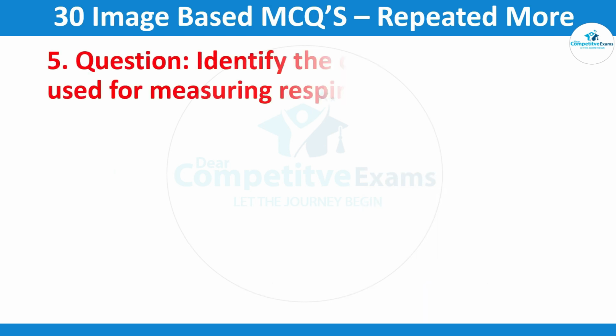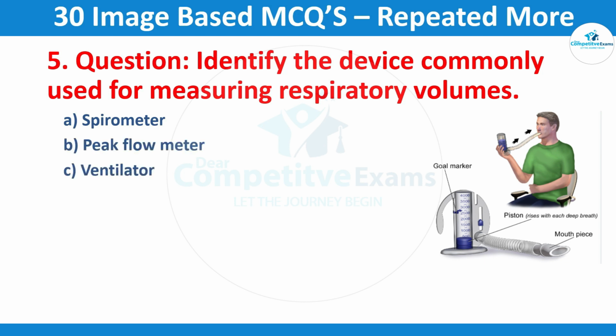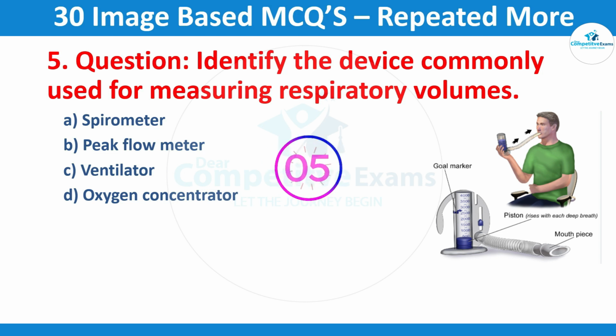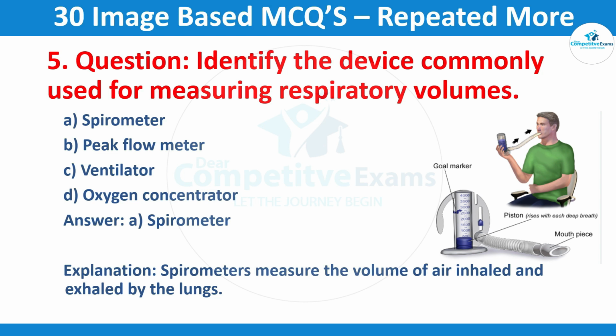Question number 5. Identify the device commonly used for measuring respiratory volumes. Options: spirometer, peak flow meter, ventilator, or oxygen concentrator. Correct answer: spirometer. Spirometers measure the volume of the air inhaled and exhaled by the lungs.